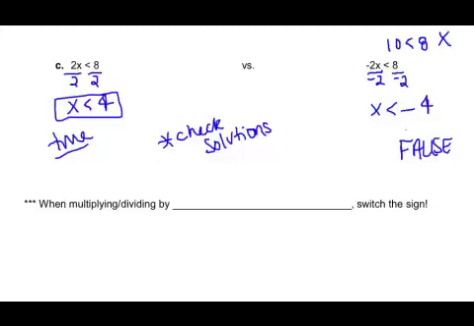So it's important to remember that when we are multiplying or dividing by a negative number, we have to switch the sign. So in order to make the second inequality true, when we divide by the negative, we have to switch our sign. So this should be x is greater than -4. Then if we plugged in values, it would be correct.